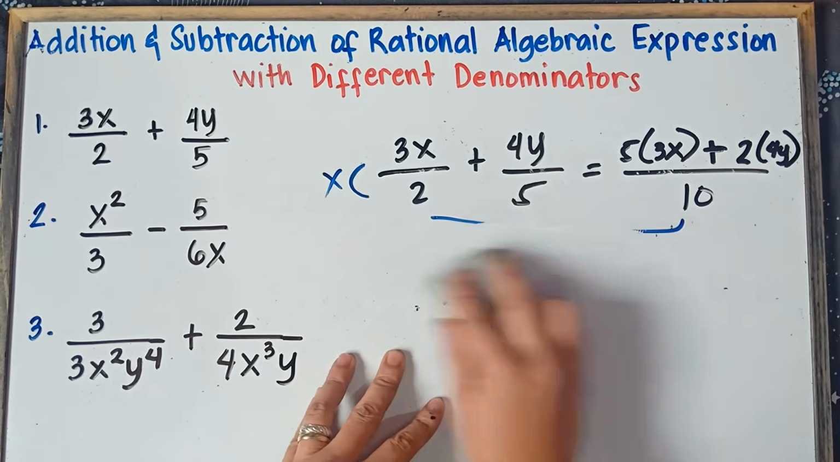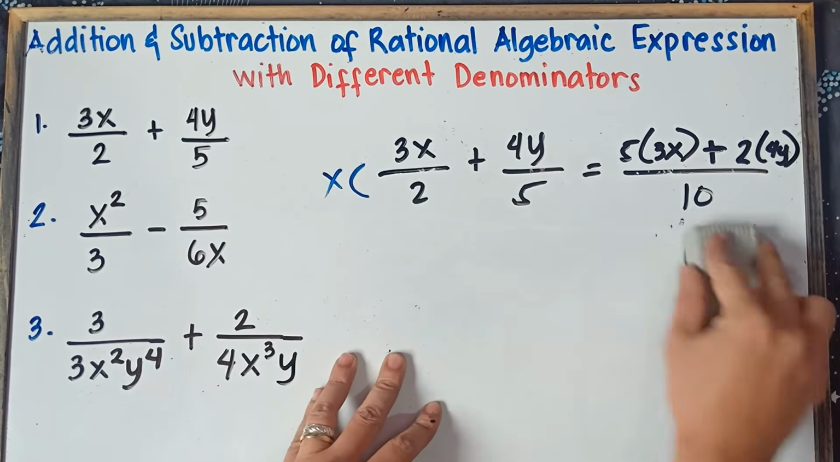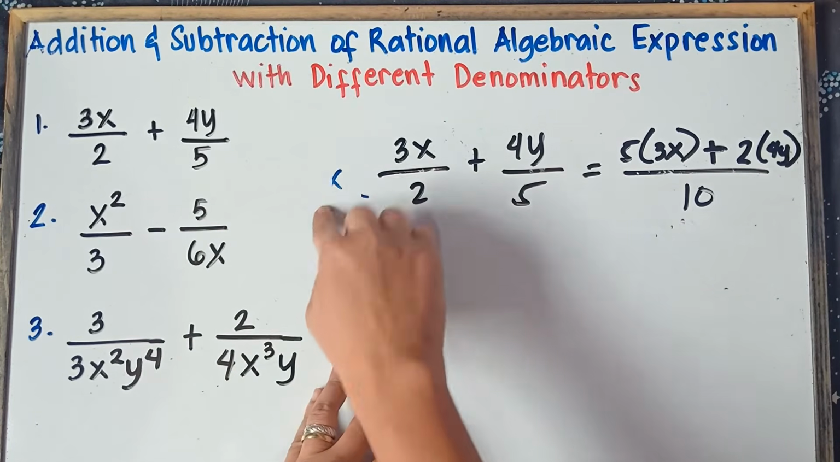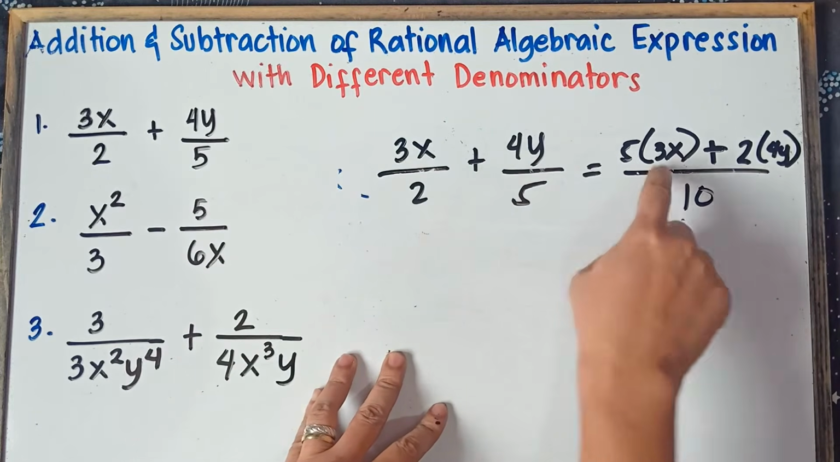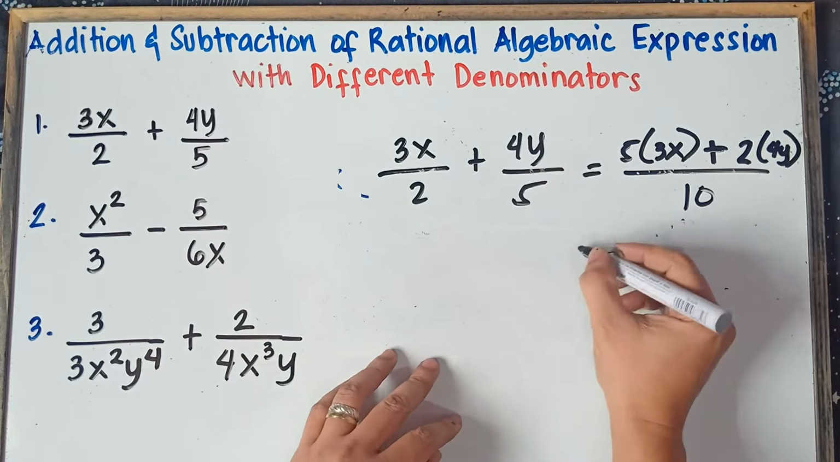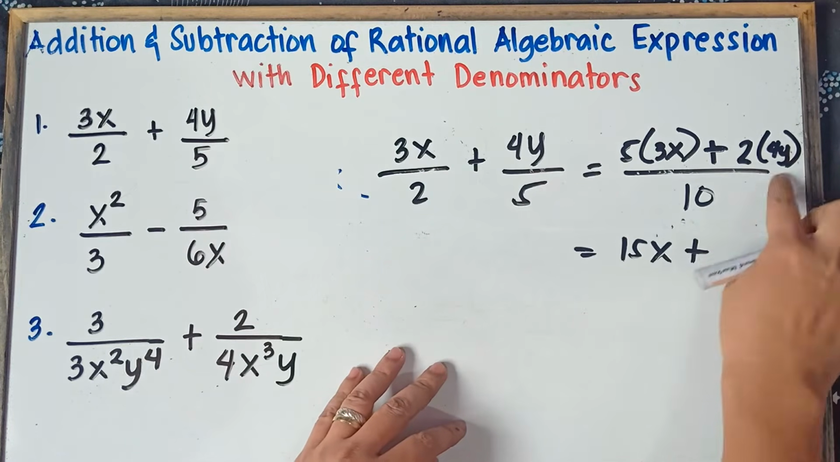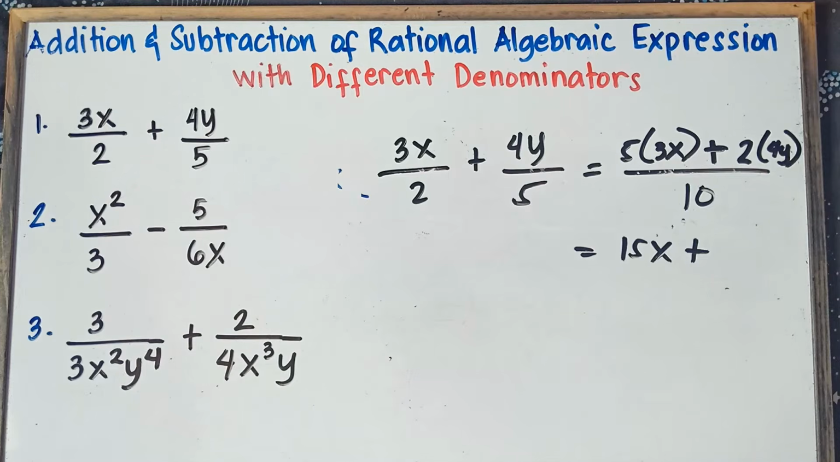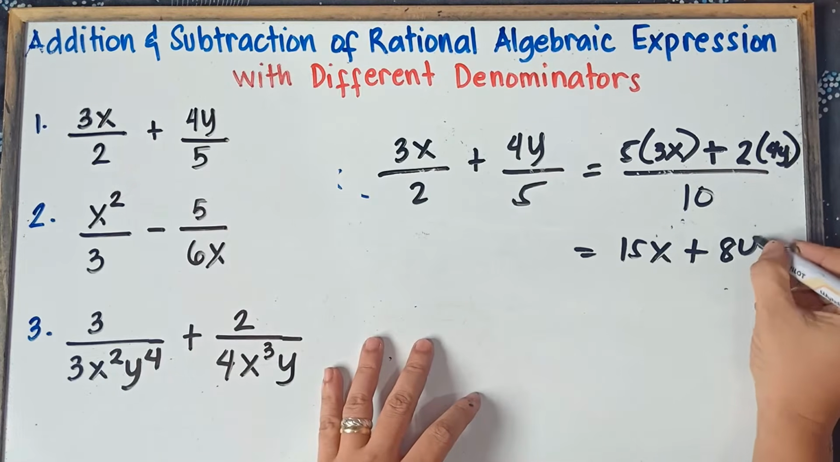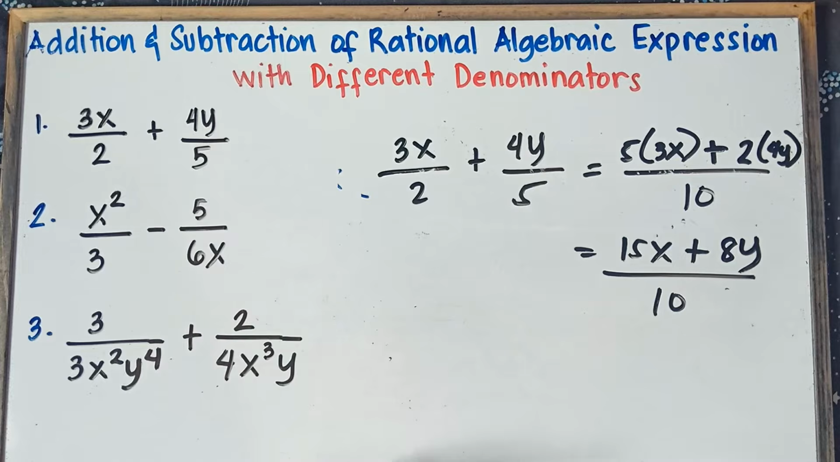So if you can answer it right away, class, that's okay. But let me just explain this one, class, step by step. So 10 divided by 2, that's 5 times 3x. So 5 times 3x, this will be 15x. And then copy plus sign. And then 2 times 4y. What's the answer, class? That's correct. That would be 8y over 10.